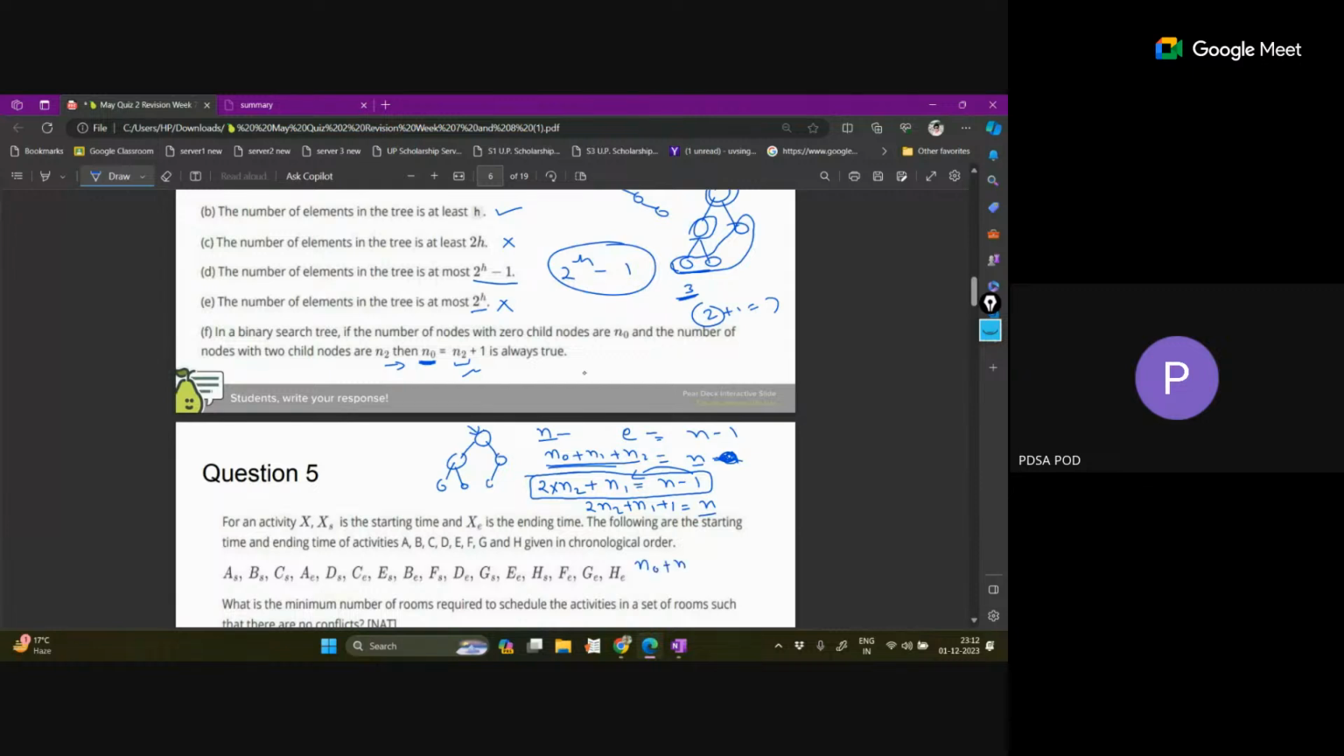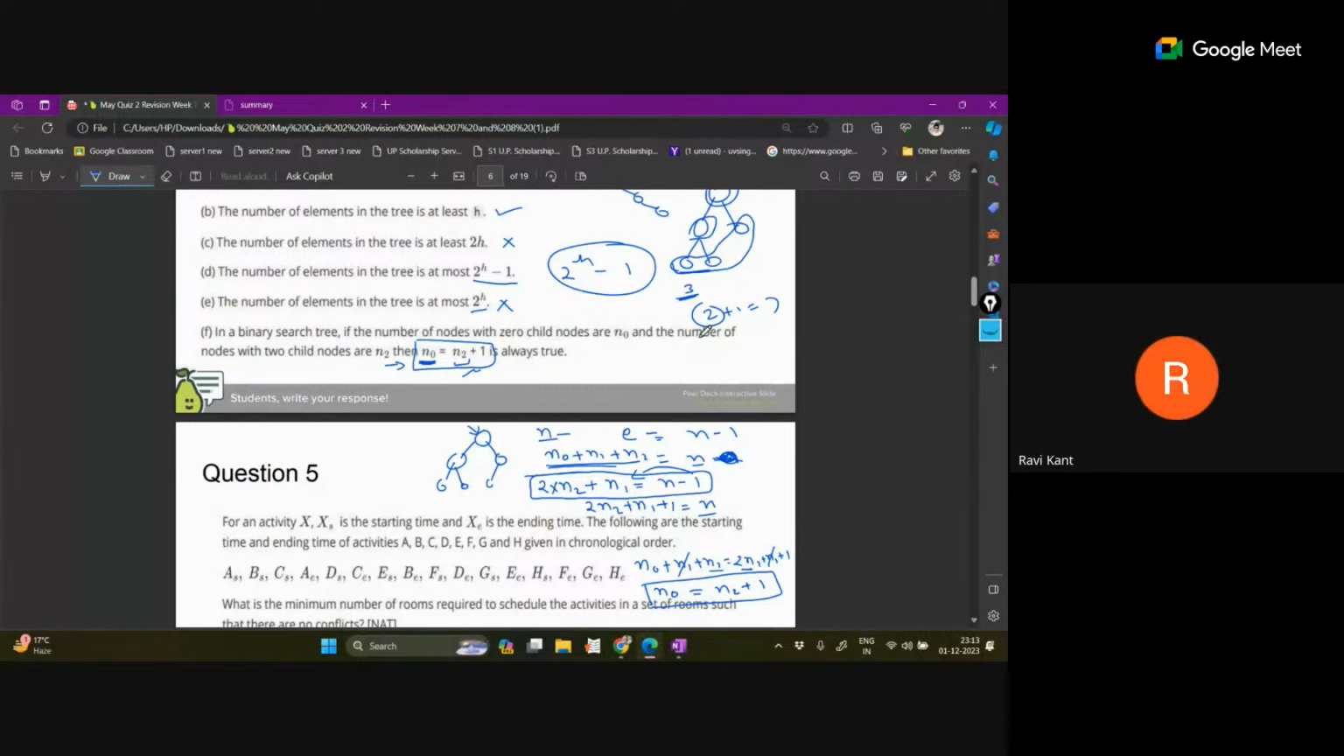So n0 plus n1 plus n2 equals 2n2 plus n1 plus 1. Okay, so here what we can do, this n1 is cut, and after that, this n1 will be reduced from this side. So this will become n0, and we will just shift this side. So this will be 2n2 minus n2, which becomes n2 plus 1. Okay, we are getting this. So this is one property that will always exist in a binary tree. So this is also true.